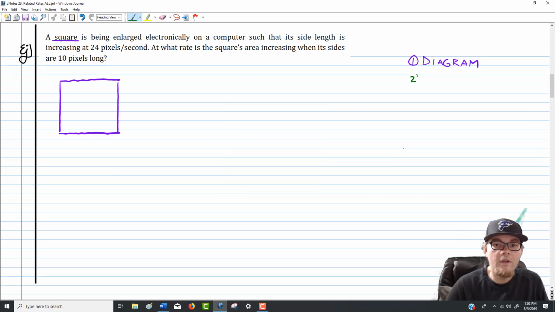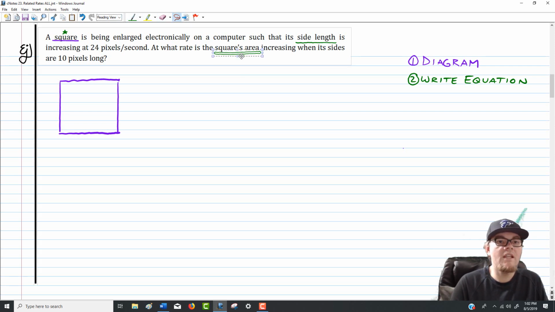Now our second move is going to be to write an equation. And when I say write an equation, I don't just mean 4x equals 10. I mean that I want us to somehow start to figure out how to relate the things that we're interested in this problem. So specifically, we're talking about a square. Like in a sense, I'm just going to put a little star here. We're talking about a square. We're talking about its side length changing. And we're also talking about the rate at which the square's area is changing.